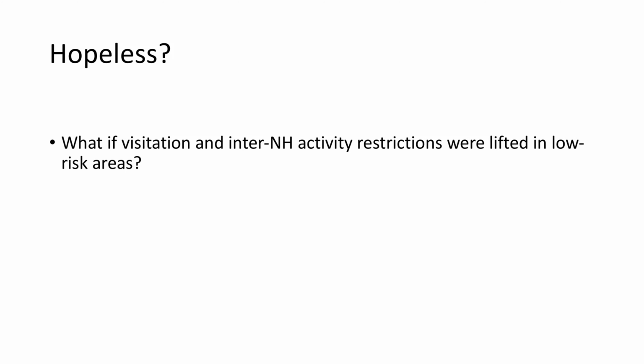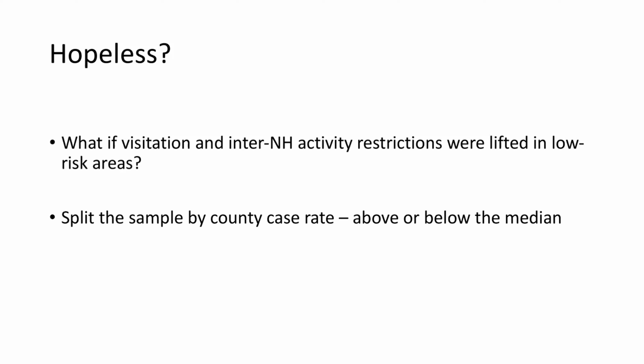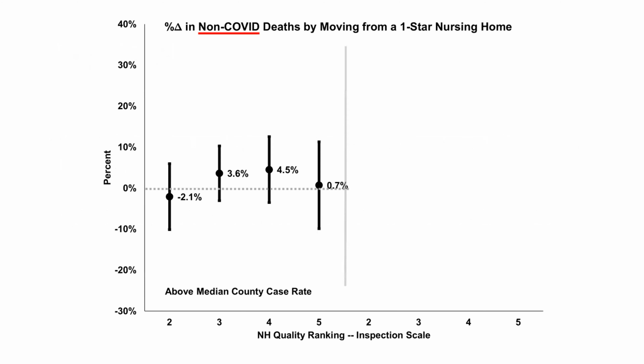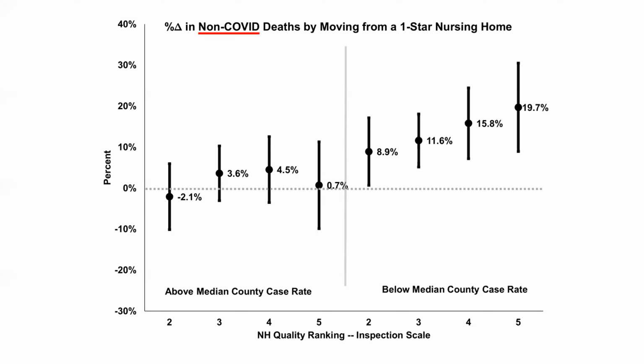To try to speak to that, we return to this non-COVID death model, but we split the sample by county case rate, whether or not the nursing home is above or below the median county case rate. The first thing I'm showing you here, outcome variable is non-COVID deaths, and I'm focusing on the high risk areas, so the county case rate is above the median. And what you can see pretty clearly is there's not much of a statistical relationship between nursing home quality and non-COVID deaths in these high risk areas, which means the relationship that I showed you previously has to be driven entirely by low risk areas.